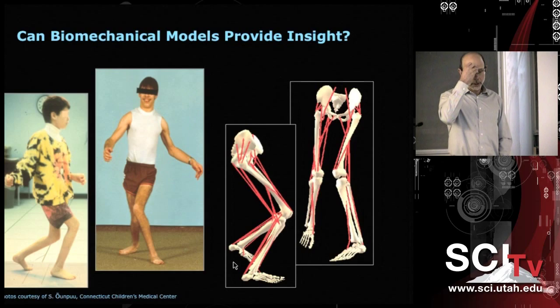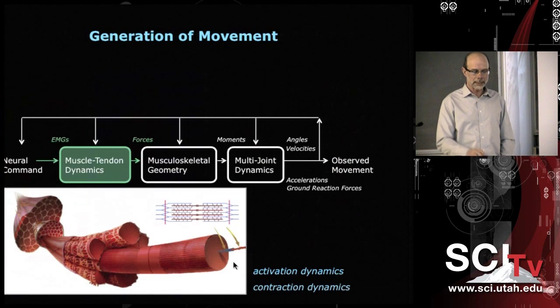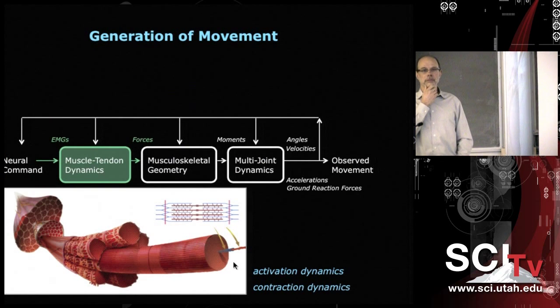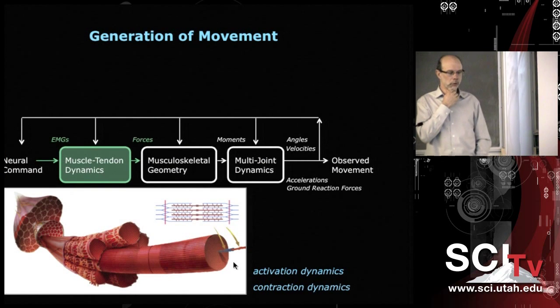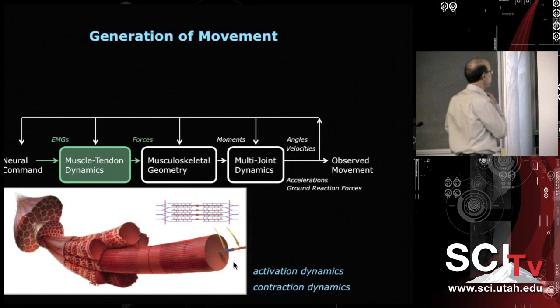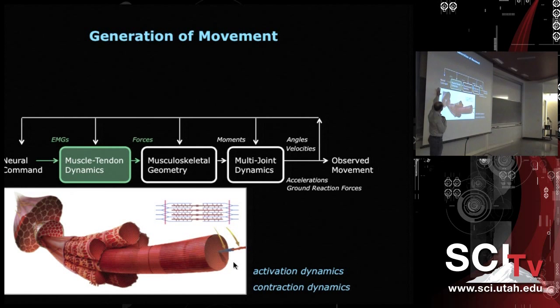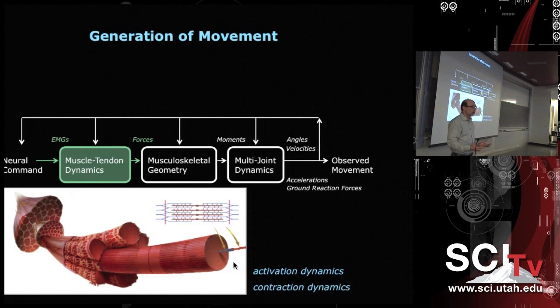So to think about how biomechanical models might help provide insight, first consider just the basic outline of events involved in the generation of voluntary movement. Of course, you begin with a neural command in the central nervous system that activates muscle. Muscle generates force by the interplay of actin and myosin. The hierarchical structure of muscle produces very high forces, multiple body weights, for example.